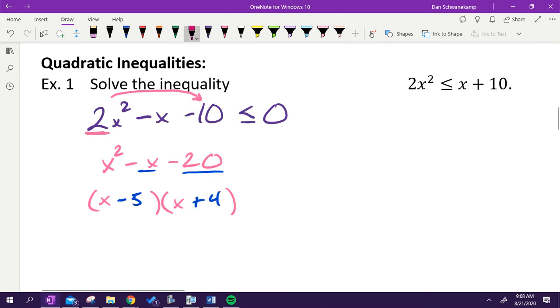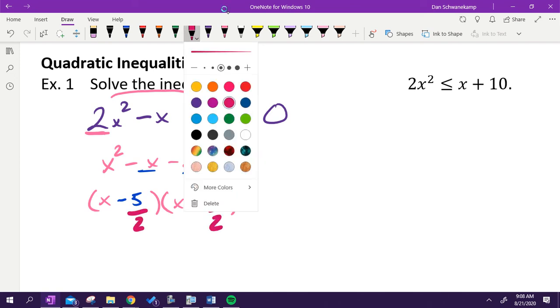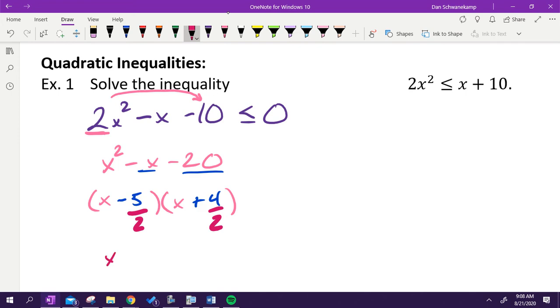So we borrowed the 2. You can't just randomly borrow the 2 without paying it back in the end. Or in other words, we're going to divide by 2. So we're taking both of those numbers and dividing by 2. We get x minus 5 halves. I can't really reduce that at all. It's 2.5 if you'd like to call it 2.5. That's fine. Great. And then this one is going to be x plus 2.